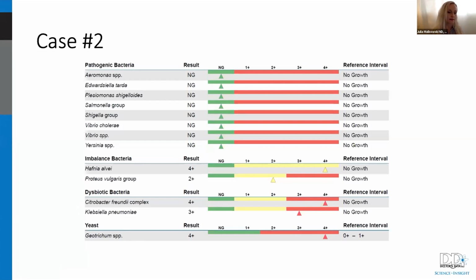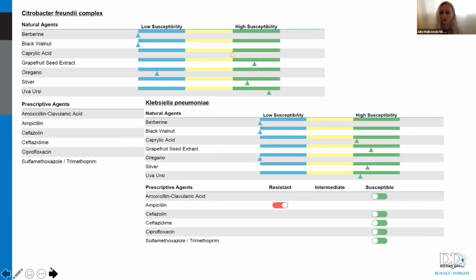Now, with regards to treatment, what we would recommend is, if you're going to use the natural agents, to use the top 2 for 4 to 6 weeks. And if you're going to use the prescriptive agents, you can use 1. So this is the excellent aspect of the GI360, is that you can have the sensitivities to these dysbiotic bacteria because they were cultured in the lab.